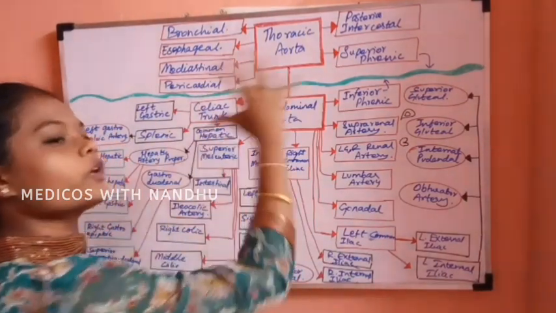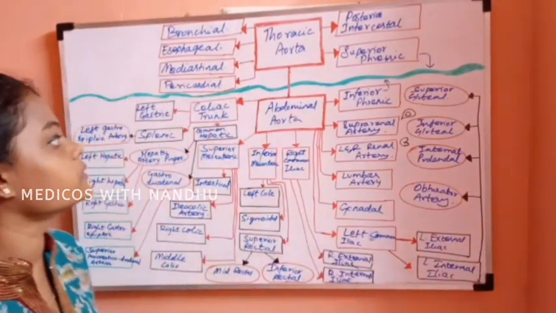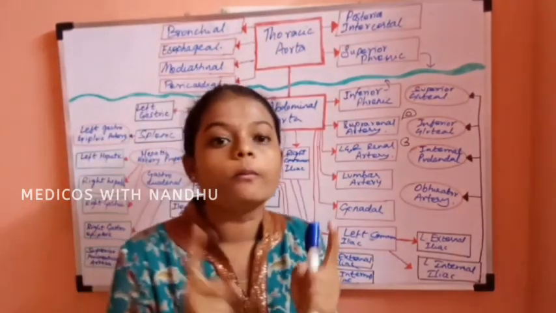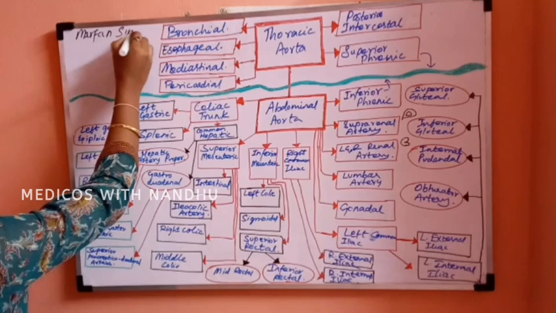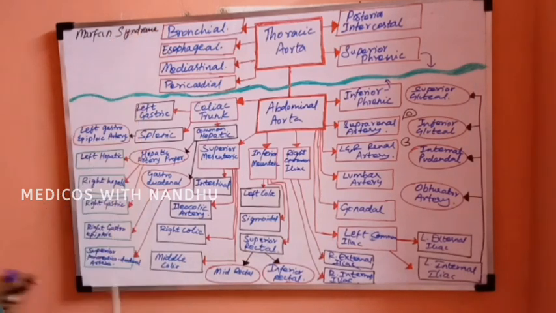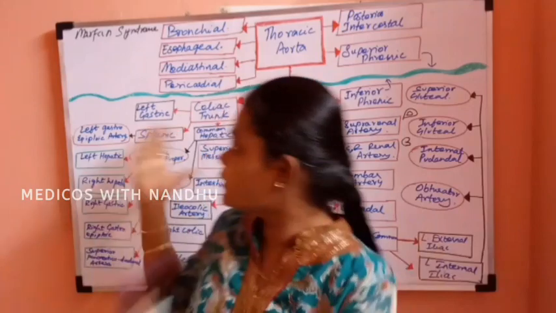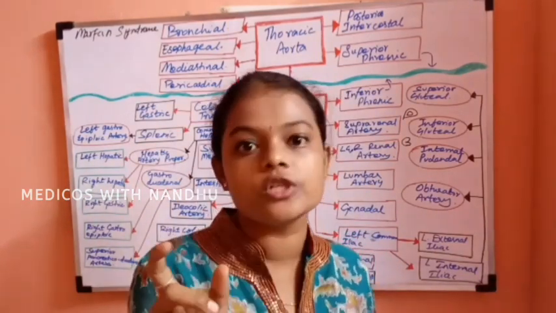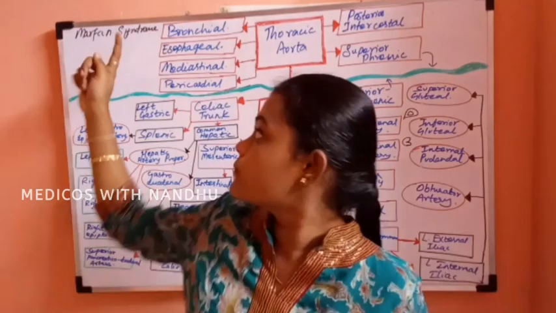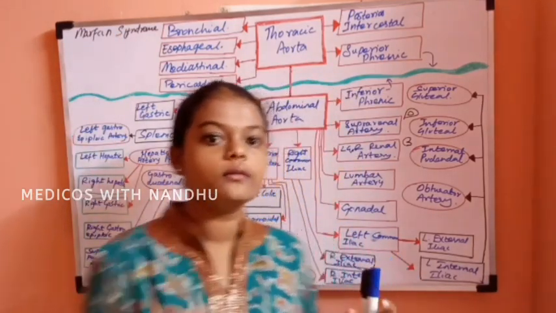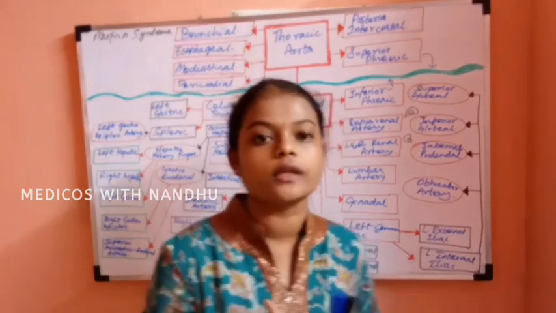Before that, it is important that problems usually happen in the descending part. In the descending aorta we have some problems. The problem is mainly associated with Marfan syndrome. Marfan syndrome is an autosomal dominant disorder. In this syndrome there is a particular gene called the fibrillin gene, which undergoes mutation, a sudden change. This sudden change in the fibrillin gene causes Marfan syndrome. The fibrillin gene is present in the elastic tissues, the elastic arteries.